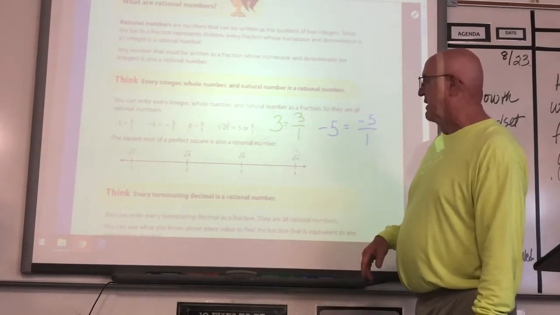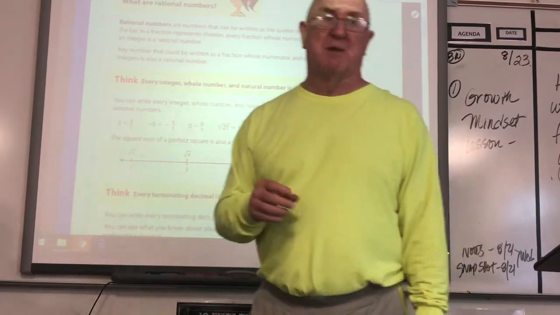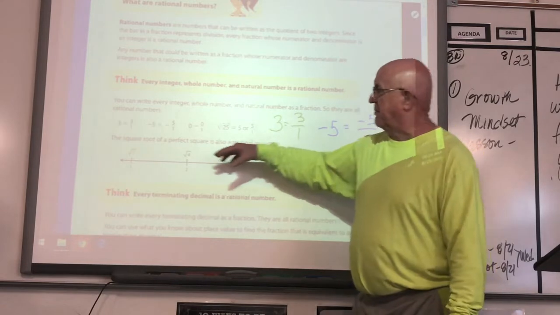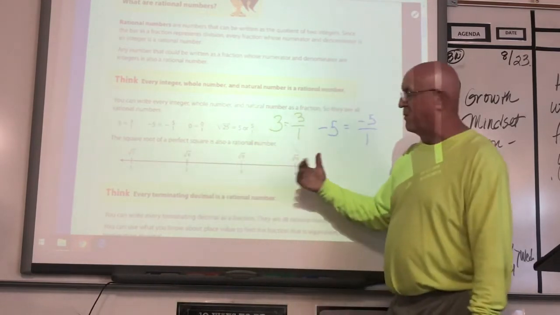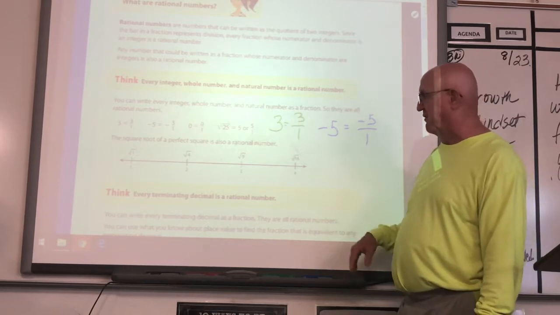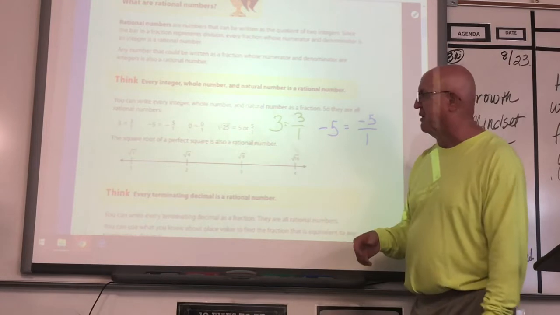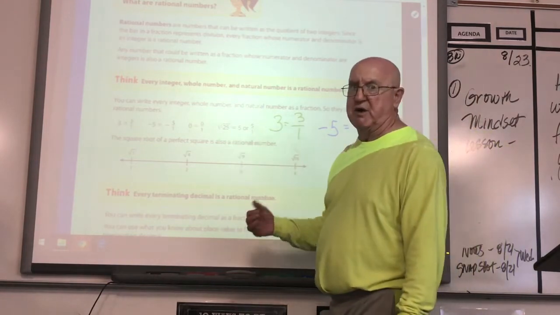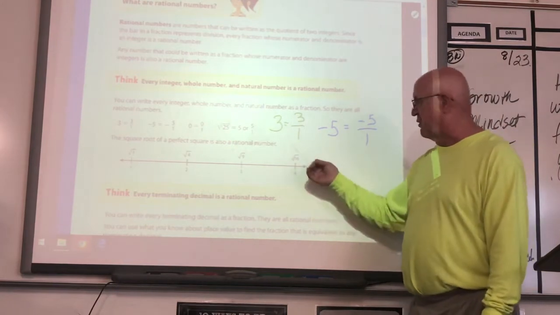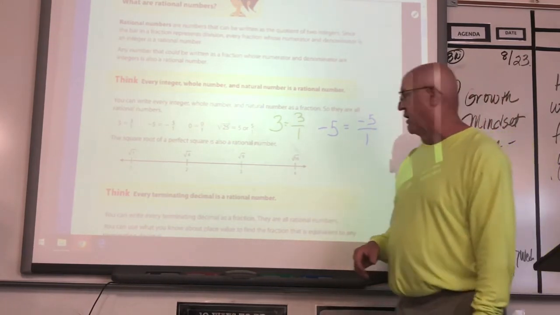All right, now the square root of a perfect square is also a rational number. Where we have to make that distinction is that between these perfect squares is what we're going to start learning how to do, right? How to find those values. But we know that the square root of 1 is 1. That's an integer, that's a rational number. The square root of 4 is 2. Again, an integer and a rational number. The square root of 9 and the square root of 16 are both whole number rational numbers, right?